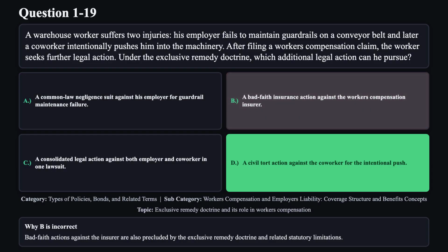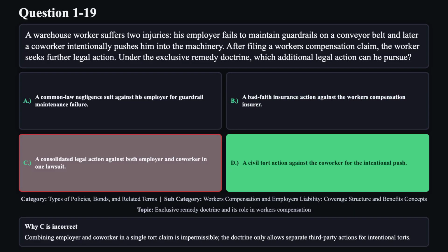Reason B is not correct. Bad faith actions against the insurer are also precluded by the exclusive remedy doctrine and related statutory limitations. Reason C is not correct. Combining employer and coworker in a single tort claim is impermissible. The doctrine only allows separate third-party actions for intentional torts.